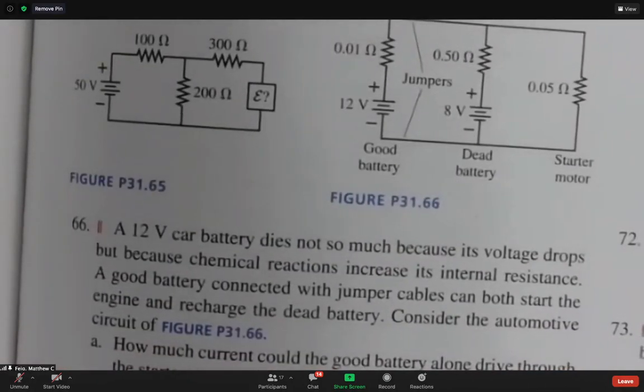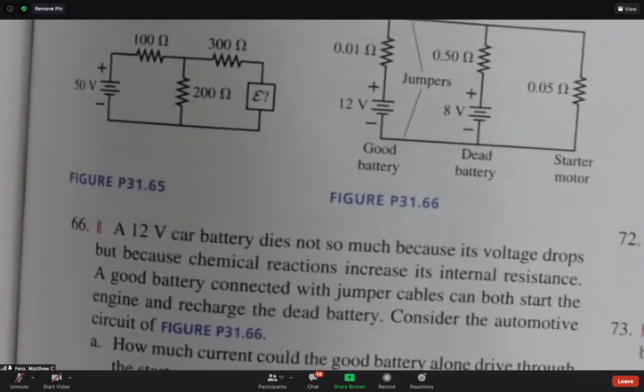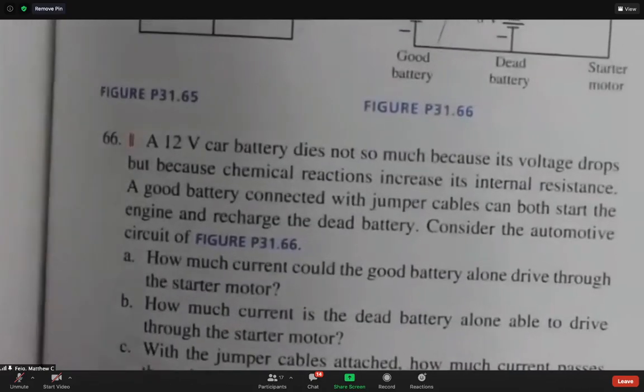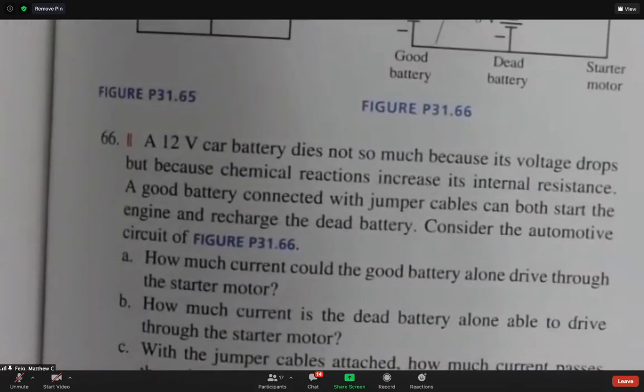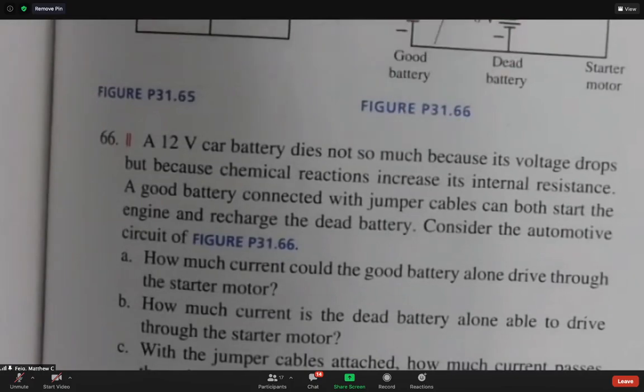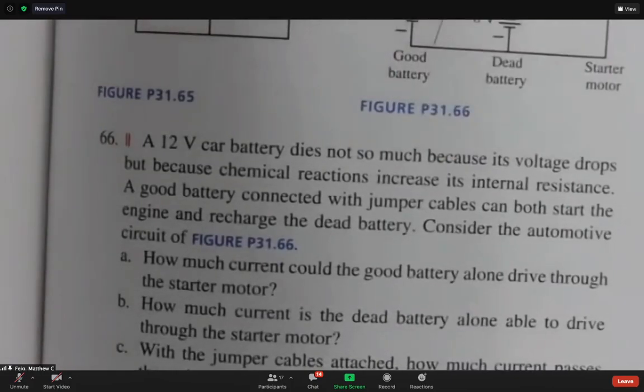Consider the automotive circuit. How much current could the good battery alone drive through the starter motor? How much current is the dead battery alone able to drive through the starter motor? With the jumper cables attached, how much current passes through the starter motor, which would be the sum of A and B? And with the jumper cables attached, how much current passes through the dead battery and in which direction? I think we're probably going to find it passes through the dead battery in the non-standard way for a battery, in the positive terminal, not the negative terminal.